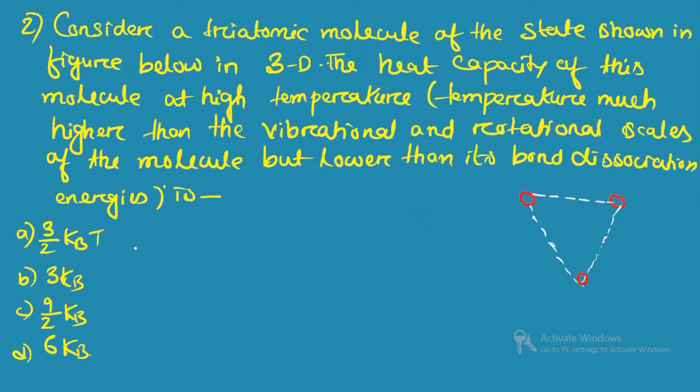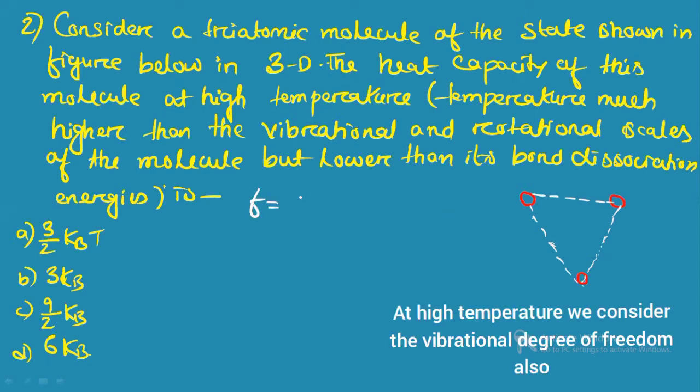All right. Now let's see, consider a triatomic molecule of the state shown. So this is a triatomic molecule shown. This is in three dimension. So the heat capacity of this molecule we need to calculate at high temperature. So first of all, you see for a triatomic molecule, okay, we know the degree of freedom F. It is how much? We are having, how many are there? We are having 3 translational, 3 rotational, and 3 vibrational, right? This is translational, this is rotational, this is vibrational.